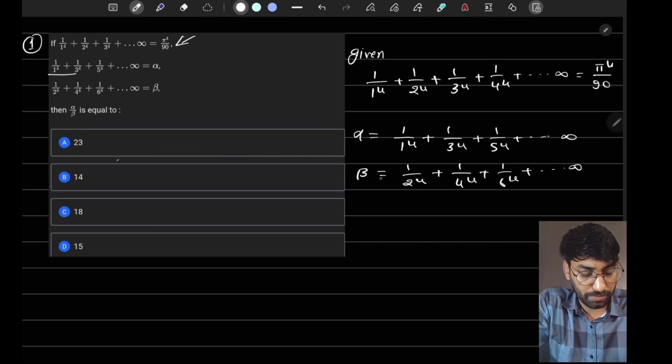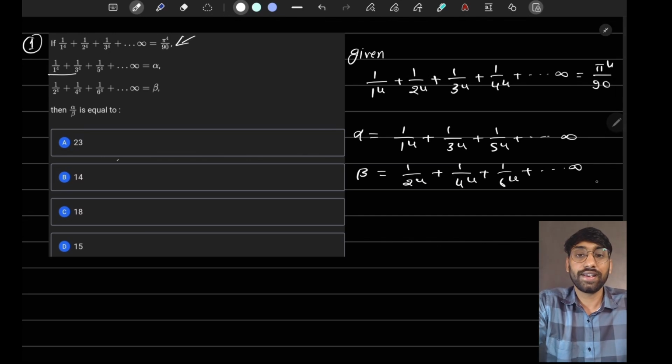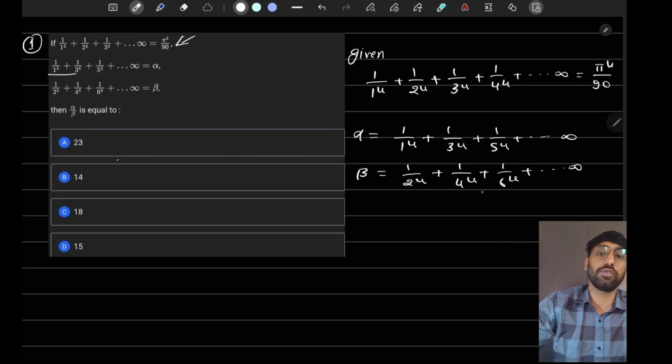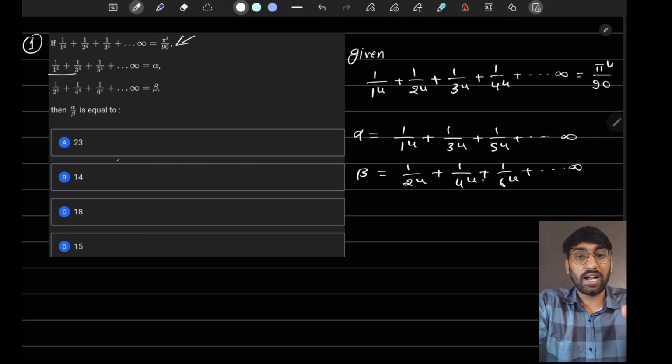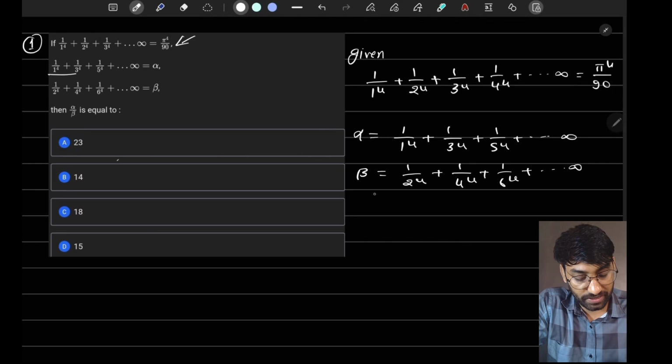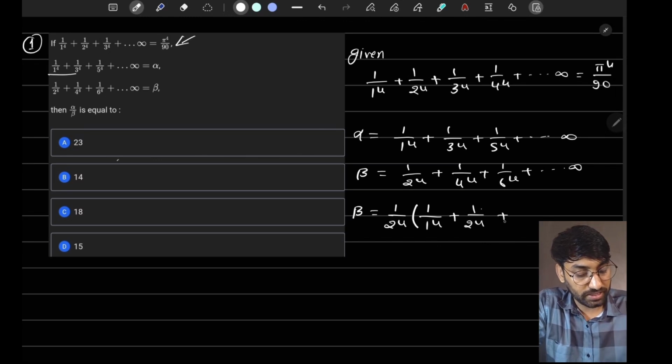Before doing that, let's see our beta one more time. If you closely observe, beta is nothing but 1 by 2 power 4 plus 1 by 4 power 4 plus 1 by 6 power 4 and so on to infinity, right? In each term of beta, 1 upon 2 power 4 is common. So I will take 1 upon 2 power 4 out. So my beta will be 1 by 2 power 4 out, and then inside I will get 1 upon 1 power 4 plus 1 upon 2 power 4 plus, here 6 power 4 with 2 power 4 gone, so I will get 1 upon 3 power 4, and so on till infinity.